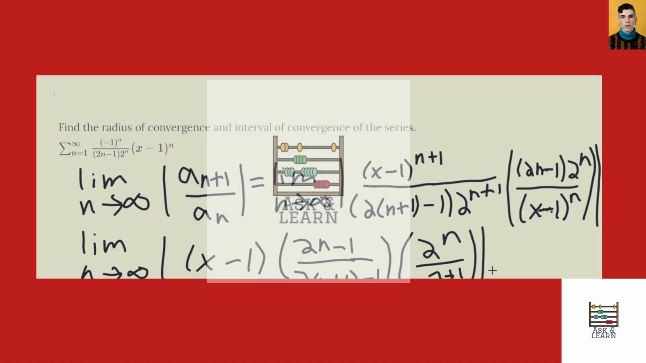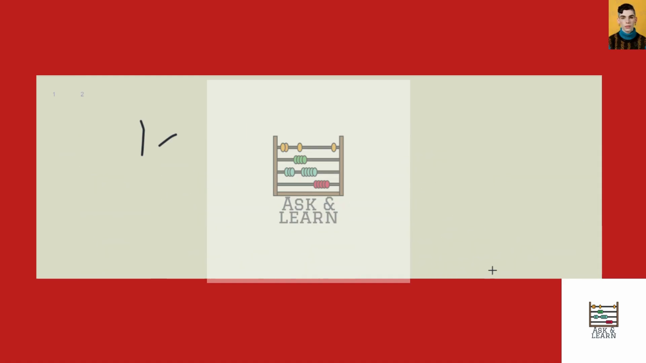This limit here is 1 because we have something linear on top with leading coefficient 2 and something linear on the bottom with leading coefficient 2. So as n goes to infinity, this goes to 1. Here we get a bunch of cancellations, and we're just going to be left with one copy of 2 down at the bottom. So this turns out to be the absolute value of (x minus 1) over 2, and we want this to be less than 1. If we multiply both sides by 2, we get the absolute value of x minus 1 is less than 2, which means that x minus 1 is trapped between minus 2 and positive 2.